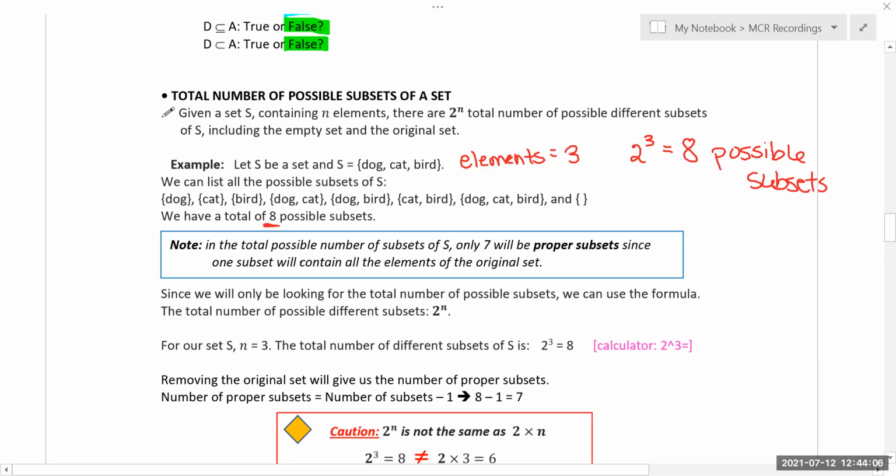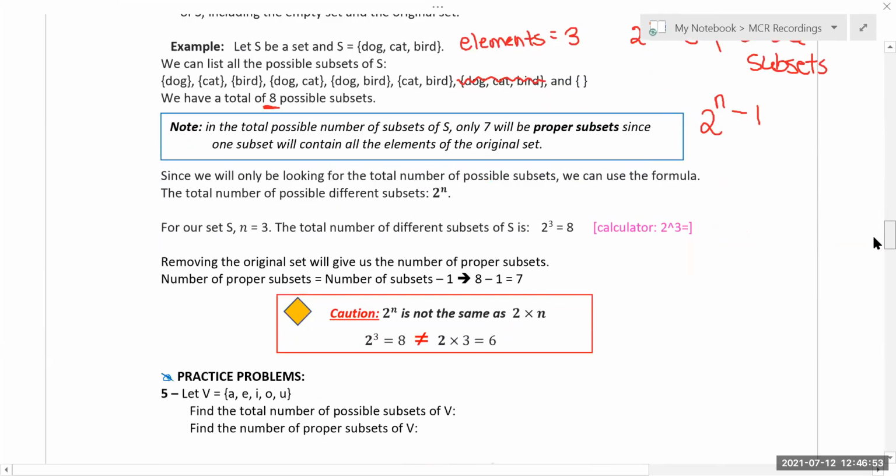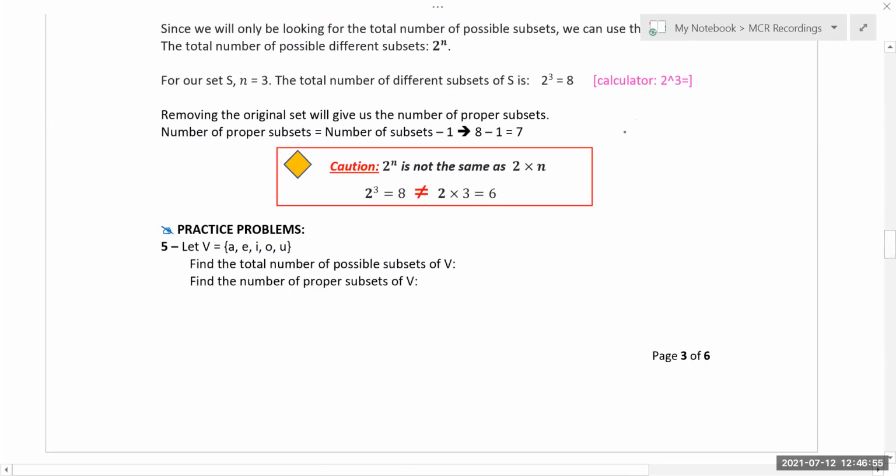Now, if you want proper subsets, they don't include the original set. So proper subsets is 2 to the n minus 1. So the 2 formulas to know: 2 to the n for subsets, 2 to the n minus 1 for proper subsets. So make sure you have that memorized. You do not want to have 16 elements and try to be figuring out the number of subsets. And again, it's raised to the power, not multiplied.